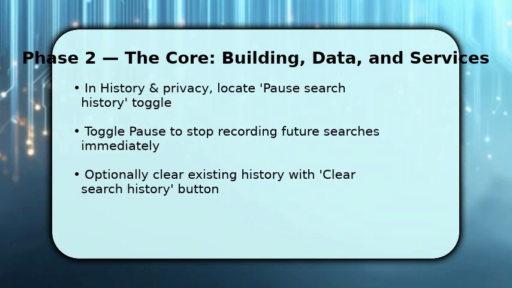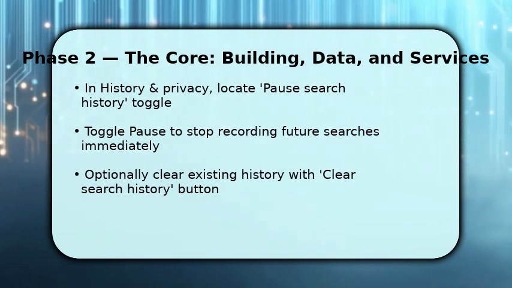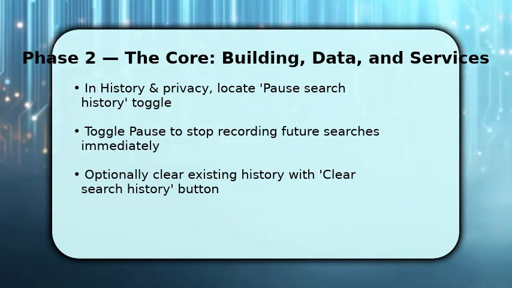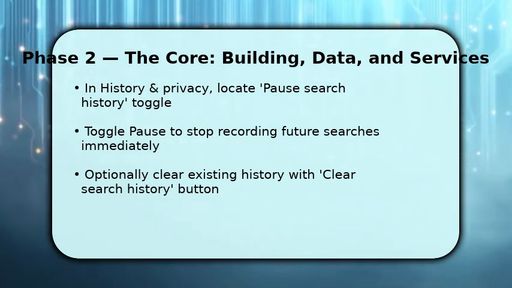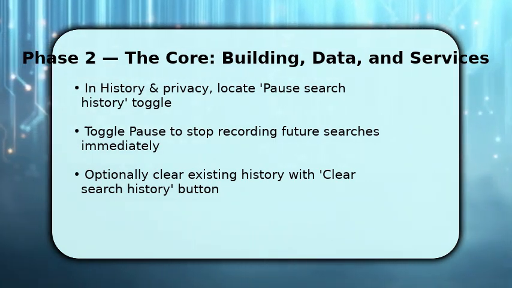Once in History and Privacy, find the Pause Search History toggle. This is the critical control. You flip that toggle to pause recording of future searches. Doing so stops new items from appearing in your account history across devices.